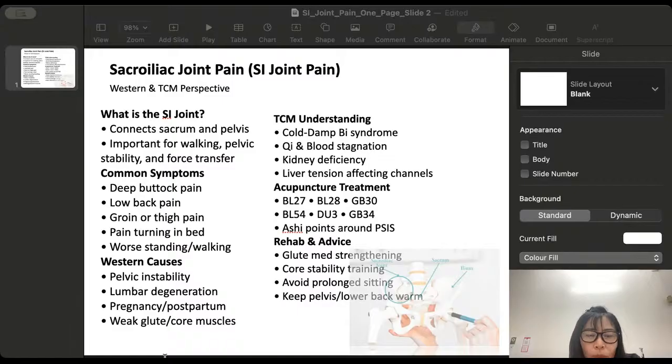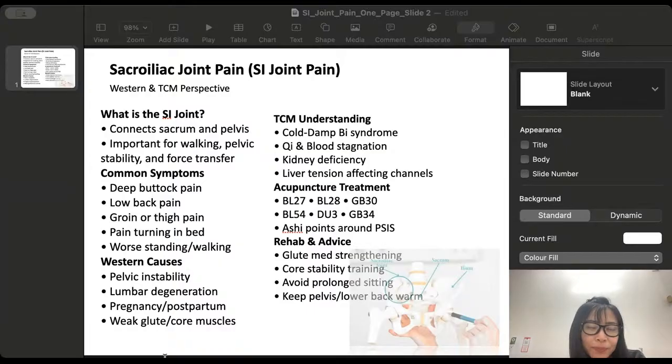So today, we'll discuss Western anatomy, biomechanics, common symptoms, MRI and imaging findings, why it gets misdiagnosed, and TCM understanding, acupuncture treatment, and clinical experience.